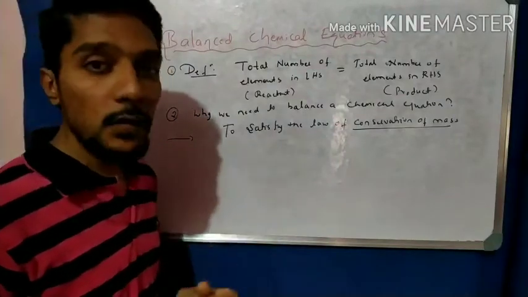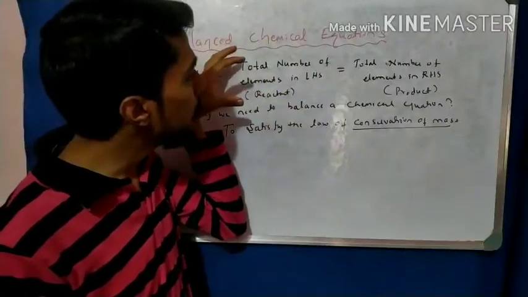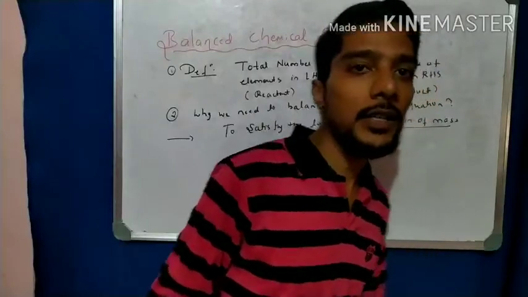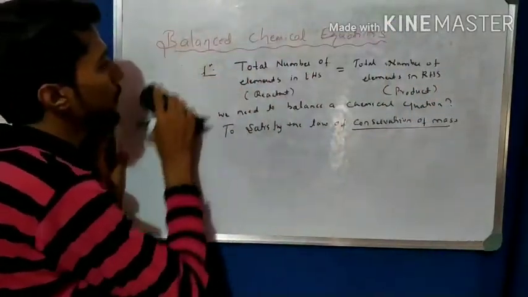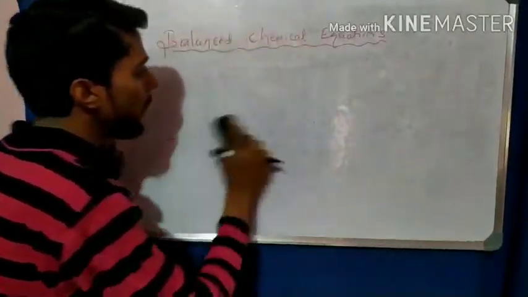So now take one example to understand this. How do we make the total number of elements in the reactant equal to the product? So how do we balance the chemical reaction? Let us come to the method one by one. I take one simple example.